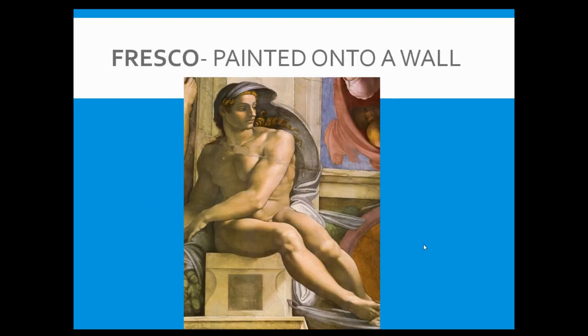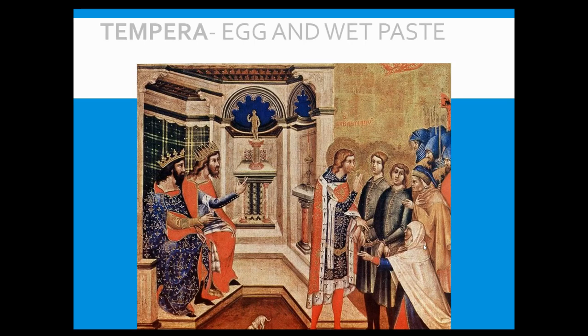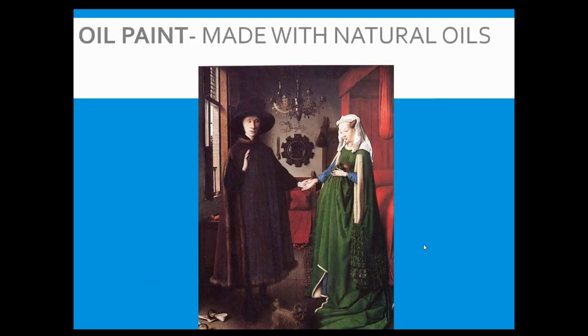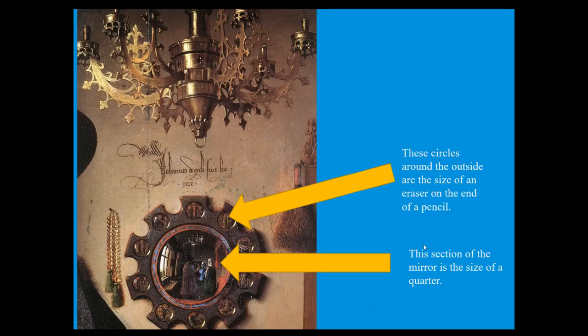So this is an example of fresco. So this is painted onto a wall. This is the Sistine Chapel. We'll talk about it in just a minute. Then you have tempera. So this is egg and wet paste. And then the big one, the most popular one, is oil paint, which is made with natural oils. And this is that painting by Jan van Eyck that we talked about just a second ago.